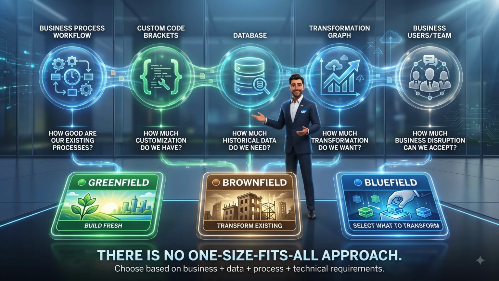If the organization wants to completely rethink its processes, Greenfield may be the right direction. If the existing processes are valuable, and the organization mainly wants to move its existing system to S/4HANA, Brownfield may be more suitable. And if the organization wants a selective combination of retention and transformation, a selective transition approach can be considered.